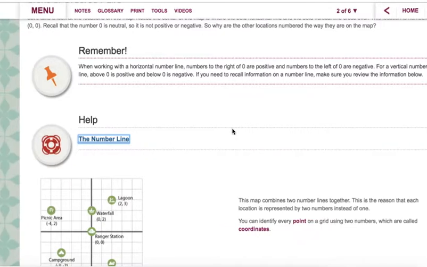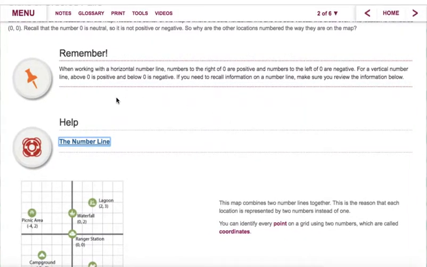So going back to the screen here, when working with a horizontal number line, numbers to the right of 0 are positive and numbers to the left of 0 are negative. For a vertical number line, those are the ones that go up and down, above 0 is positive and below 0 is negative. If you need to recall information on a number line, make sure you review the information below, and we just reviewed that part.